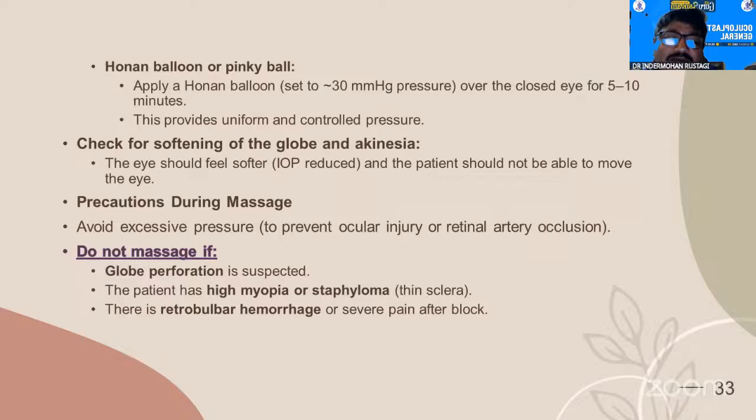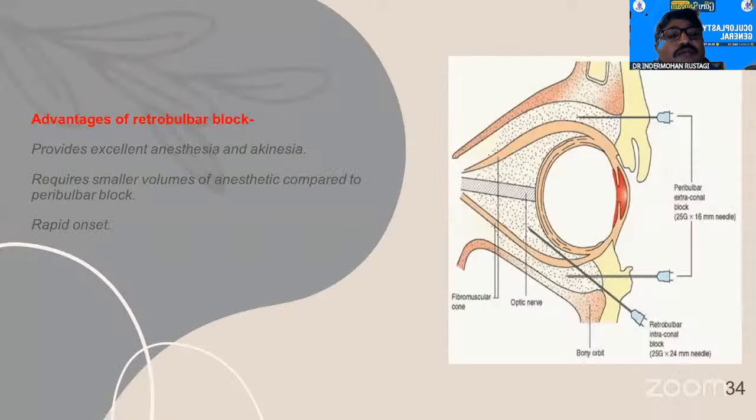Look for signs of globe perforation, or if the patient has high myopia or staphyloma, where there is a chance of thin sclera, you should avoid deep massage. Also avoid it if there is very severe pain, or retrobulbar hemorrhage. So these are the advantages of the retrobulbar block: good akinesia, anesthesia, and of course analgesia, and rapid onset.